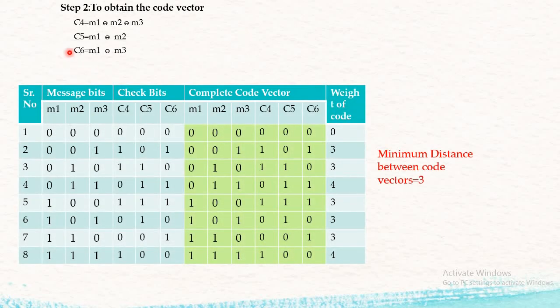The relation is already given: C4 is equal to M1 XOR M2 XOR M3, C5 is M1 XOR M2, C6 is M1 XOR M3. The size of the message bits is 3, therefore we have written 000 to 111. The first section indicates the message bits and the second section indicates the check bits. We have calculated these values by putting in the respective values of the message bits, and combined they form the complete code word. The first section is the message and the second one is the check bits.